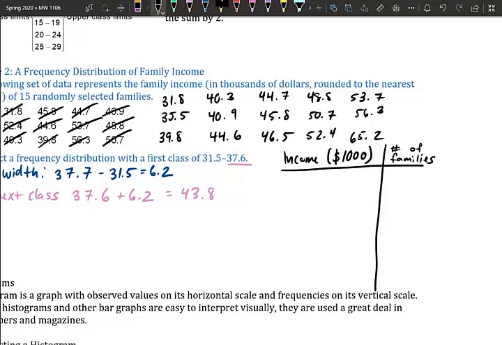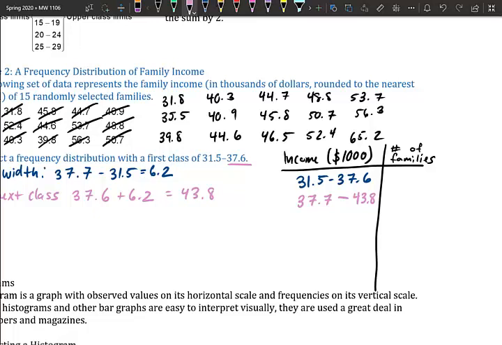So our first class width told us our first class is 31.5 to 37.6. Our next class we found was, next number up, 37.7 to 43.8. Then we add another 6.2, so 43.8 plus 6.2 is 50.